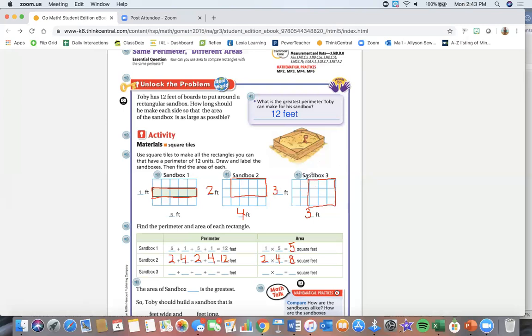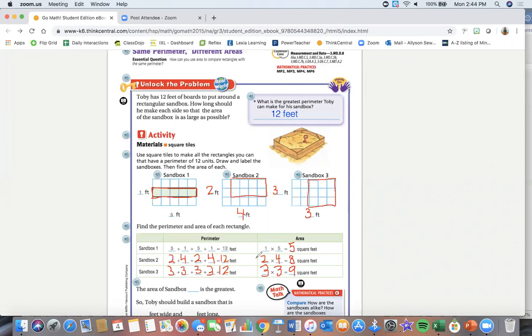All right, sandbox 3. The length is 3 and the width is 3, so we're doing 3 plus 3 plus 3 plus 3. So that gives me a perimeter of 12 feet. Now I need to multiply to find my area. So I'm going to multiply the length, which is 3, and the width, which is 3, which gives me an area of 9 square feet.